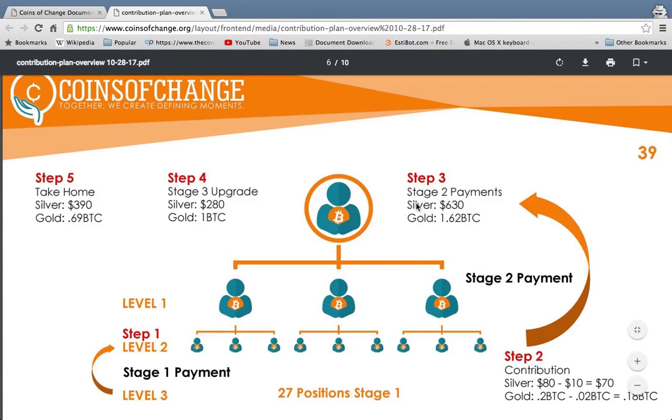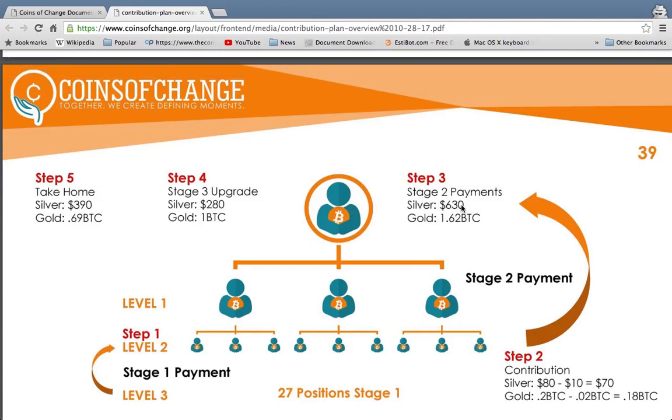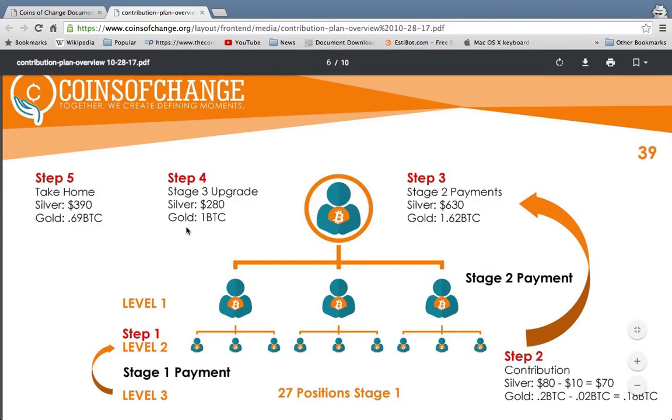That transaction just happened. Now, let's look at your step 4. So now you're going to be upgrading to stage 3, which now you're going to make a $280 contribution from the $630 in contributions that you just accepted. Or in the gold, it would be 1 Bitcoin. Okay? So step 5, this is your total profit that's available, okay, on step 5. $390 of that 630, 0.69 Bitcoin. All right, that's where you're at. And now you're moving on up.